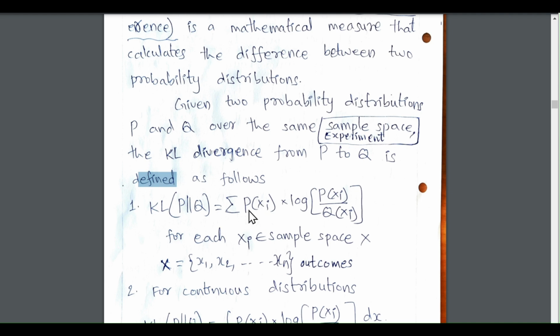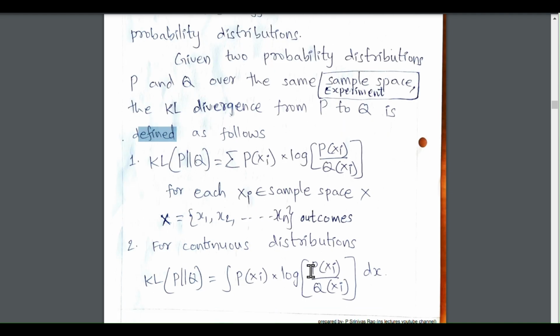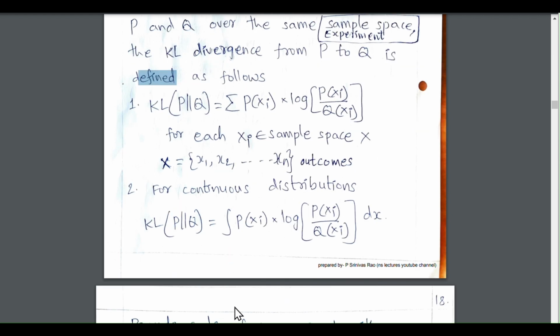This is the formula: summation of P of x_i times log of P of x_i divided by Q of x_i, where x_i is from the sample space of x, and x equals x1, x2, and so on up to xn outcomes. For a continuous distribution, this is the formula. Here we use summation, and there we use the integration symbol.